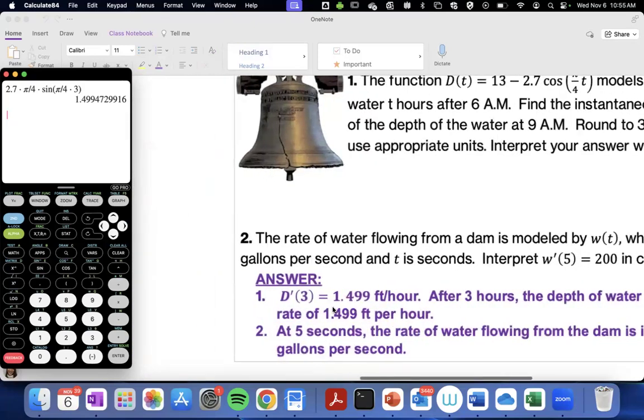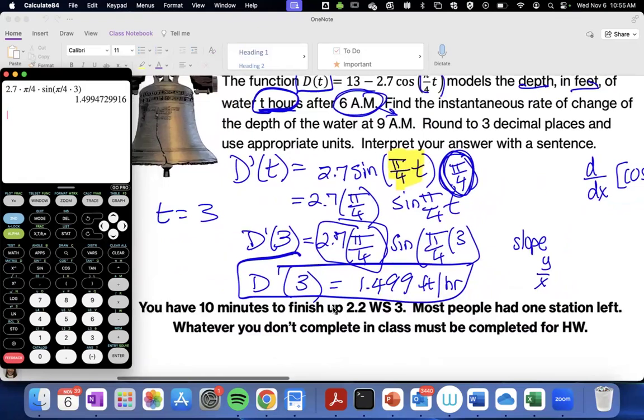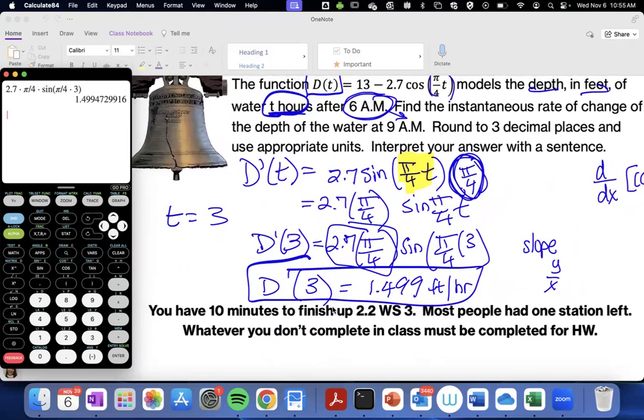Okay. All right. So here's what we're going to do. You're going to have about 10 minutes to finish up 2.2 worksheet 3. Most people only had 1 station left. So if you don't finish it in class today, you must finish that for homework. Does that make sense? Yes. All right. If you were absent Friday, the posters are still hanging around the room if you need to look at those for station 2. That will make it a little bit easier. So I suggest you do that for after Friday. Go ahead, 10 minutes.